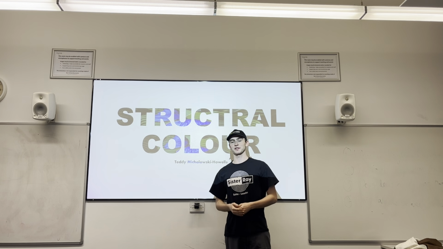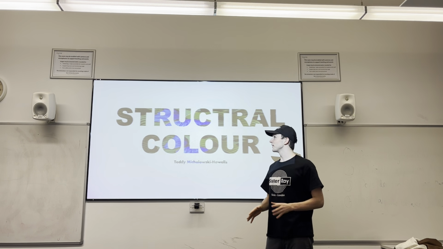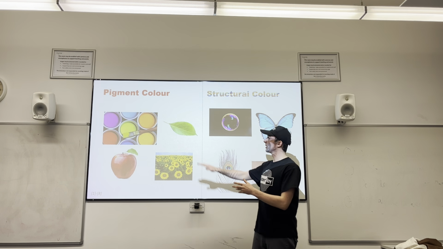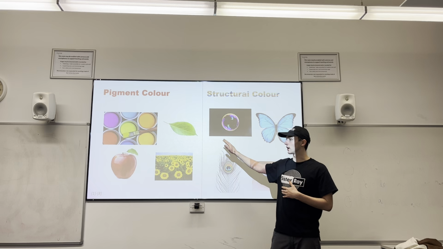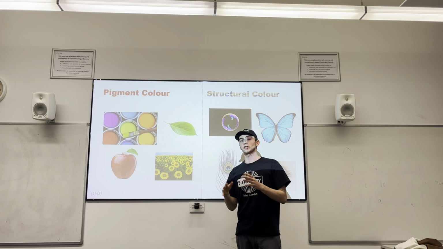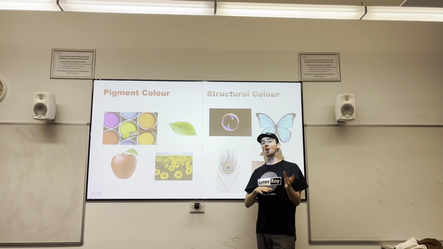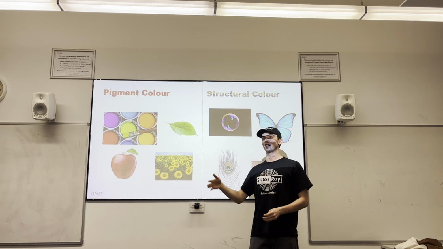Welcome to my presentation on structural colour. We live in a very colourful world, and most of this colour comes from two different processes: pigment colour and structural colour. In pigment colour, a sample contains a special chemical called a pigment, which reflects only the wavelength of light of the colour of the sample.